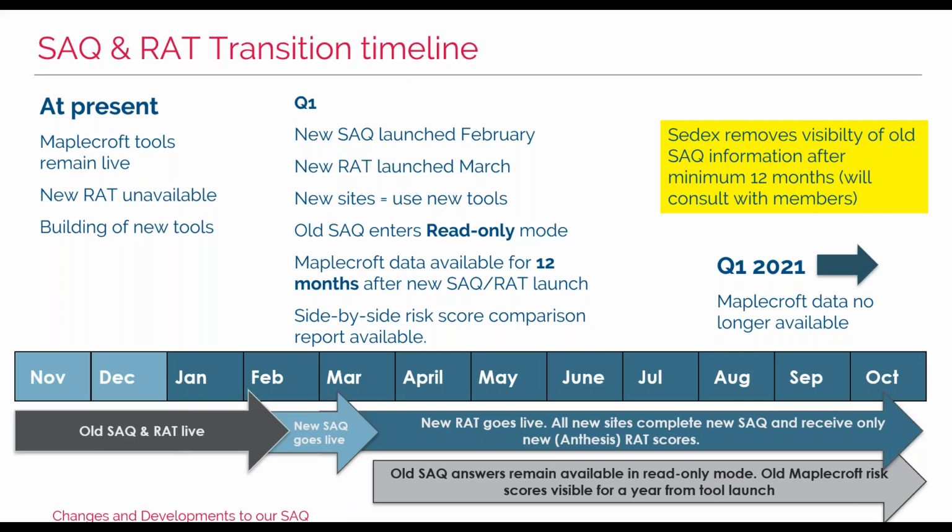And we will be removing various Maplecroft data at that point, and then, at a minimum of 12 months, perhaps longer, we will be consulting with members. We will also be removing visibility of the old SAQ information. So I hope that's clear.